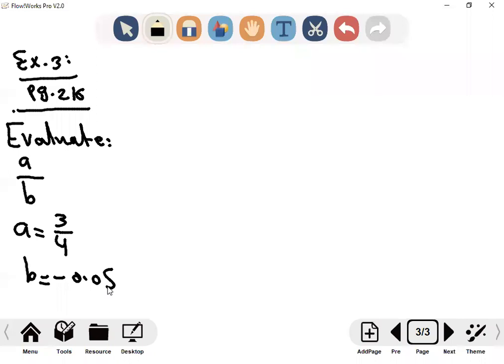So here we need to replace the variables by their values, then calculate, right? What are your things here?